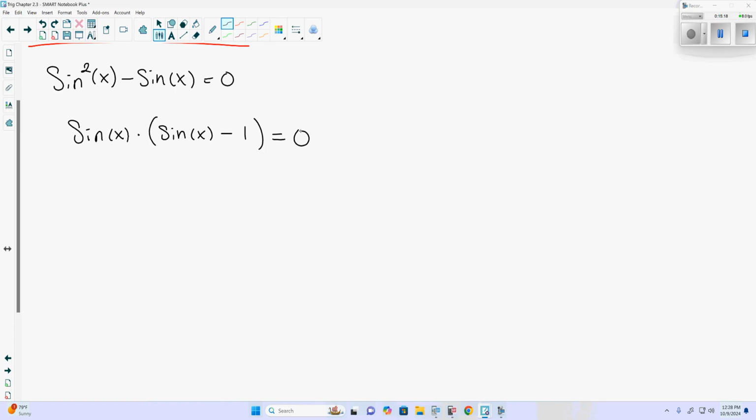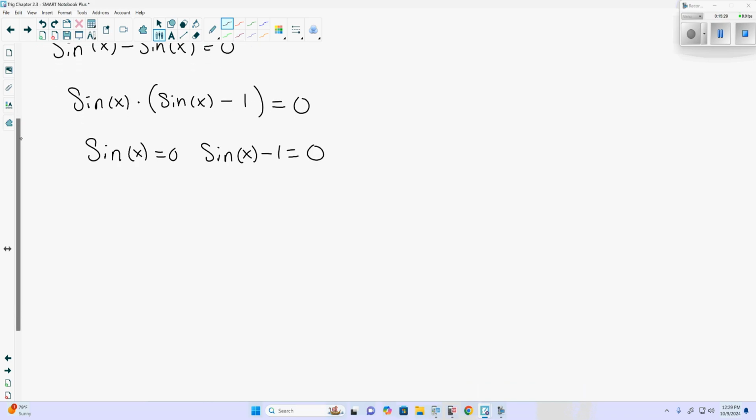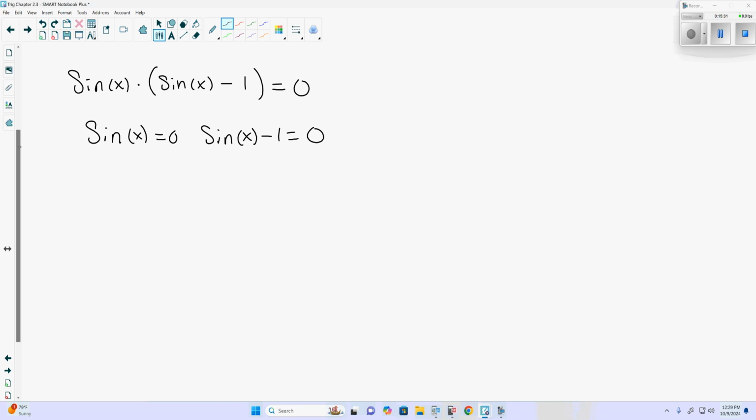And again, just like the last one, if we have two things multiplied together to equal 0, one of them must be 0. Questions on this so far?